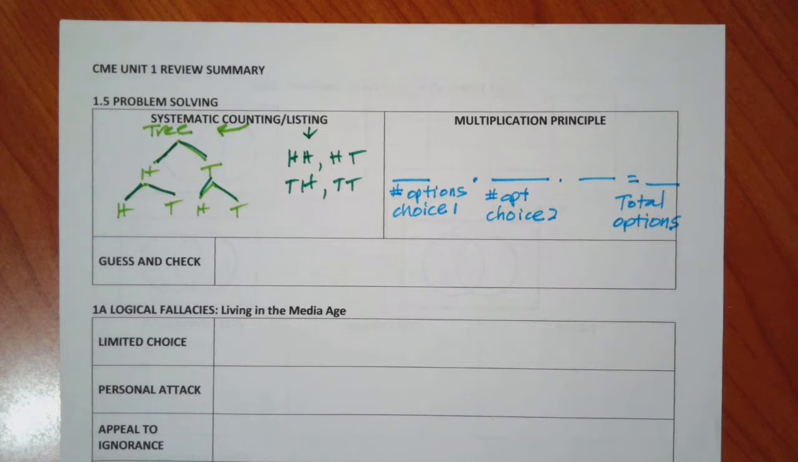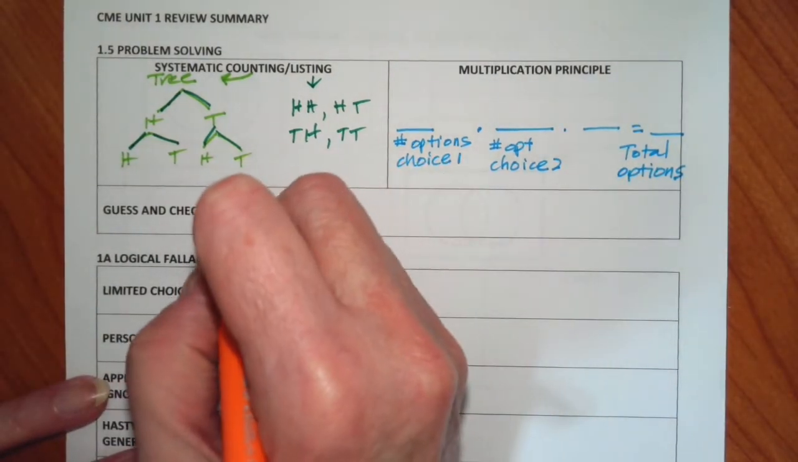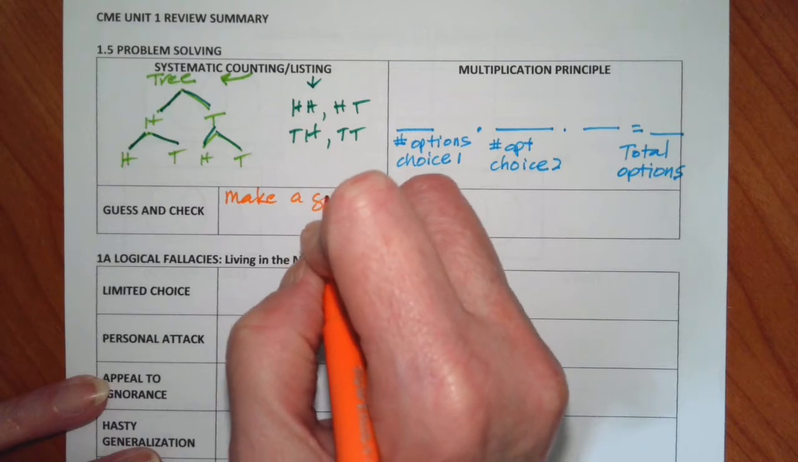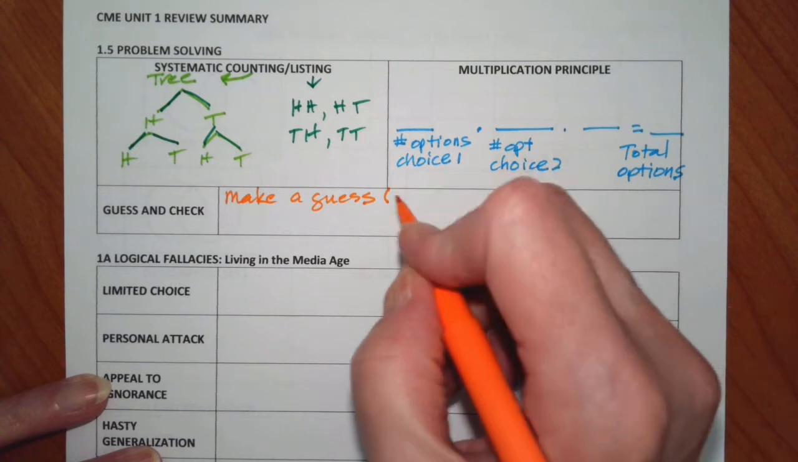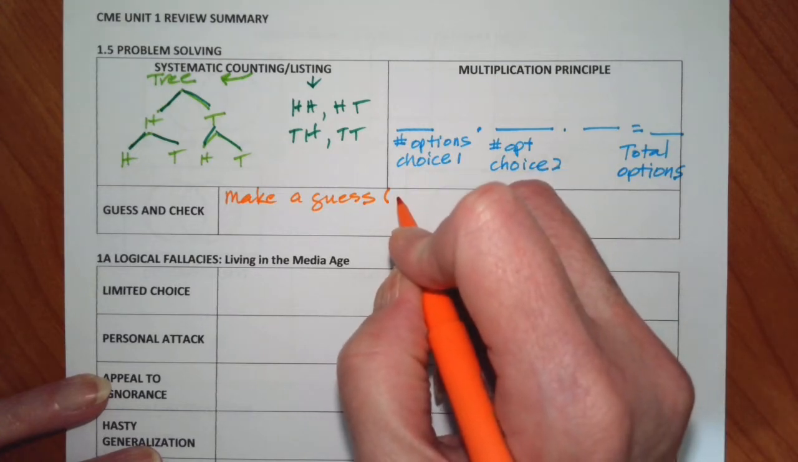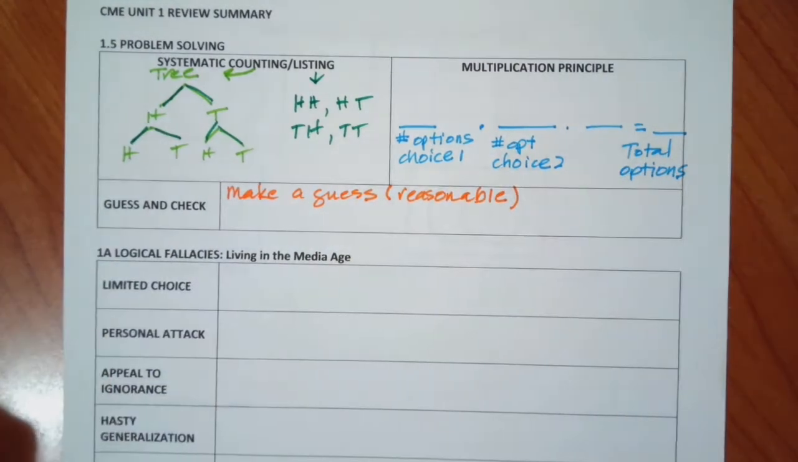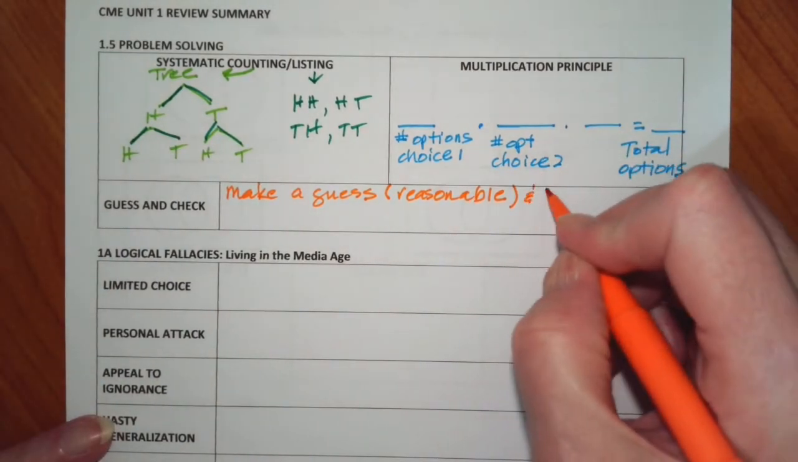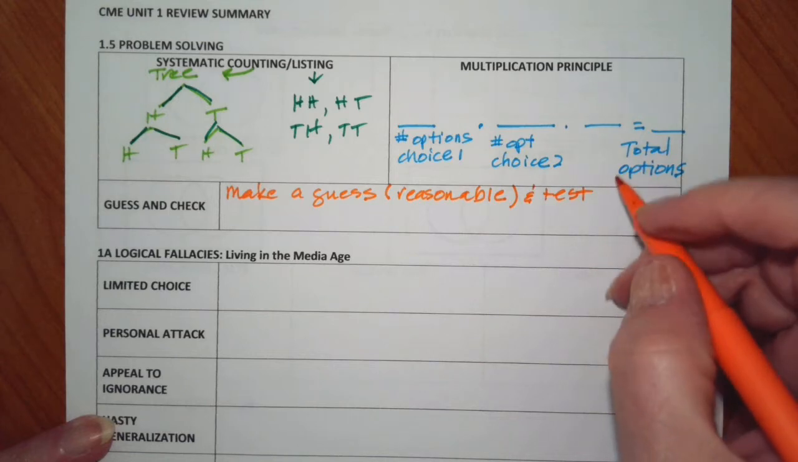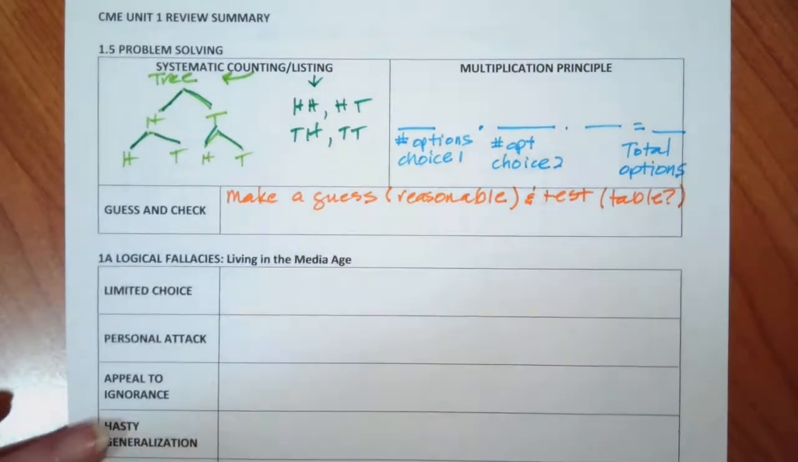Okay, guess and check. Very good strategy, sometimes not always very efficient, but you need to start with make a guess. And you could start out by making it a reasonable guess. We talked about this before. If you're looking for 3 things, maybe divide it by 3 and start there and see if you need to go up or down. And then you're going to test it. And that you might want to make a table. I find that very helpful.